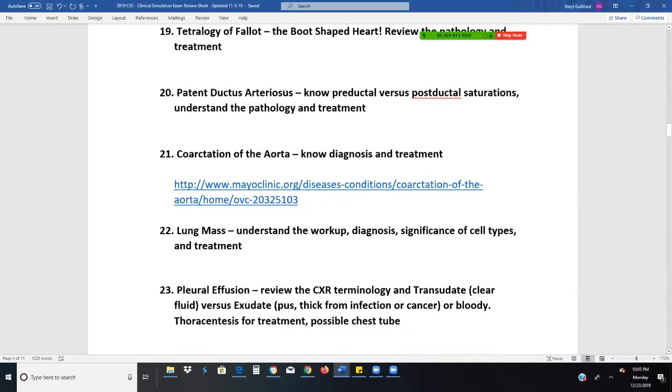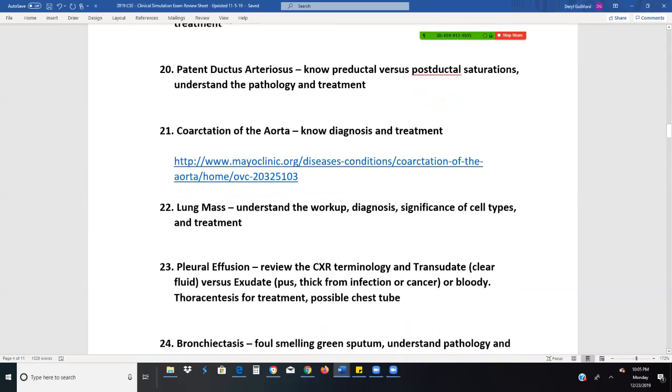Patent ductus arteriosus, know the preductal, postductal saturations. If there's a significant difference, which generally is thought to be 5%, between preductal and postductal, let's say right hand versus left foot, then that would be a patent ductus arteriosus.